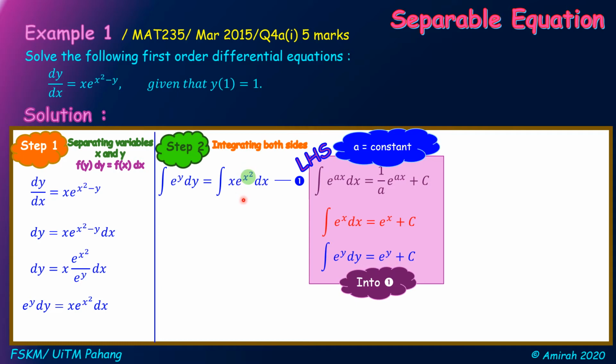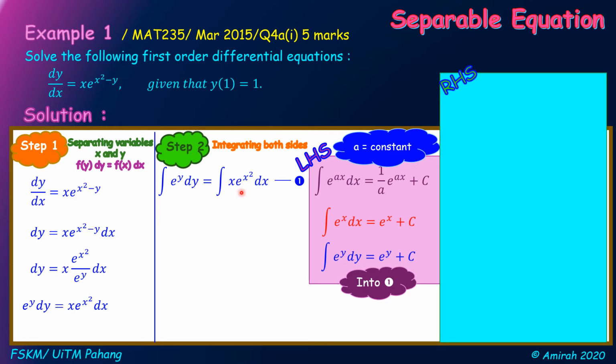For right hand side integration, we can't use this formula, because this formula is valid for x the power of 1 only. From right hand side, we have e the power of x squared, so this formula is not valid. To integrate right hand side, we need to use u substitution.